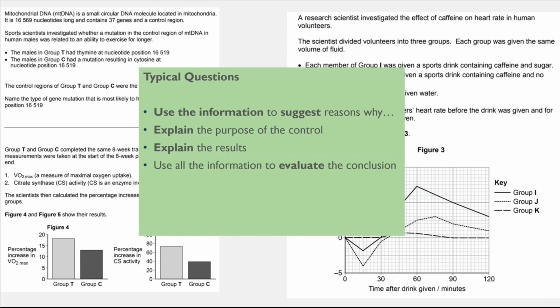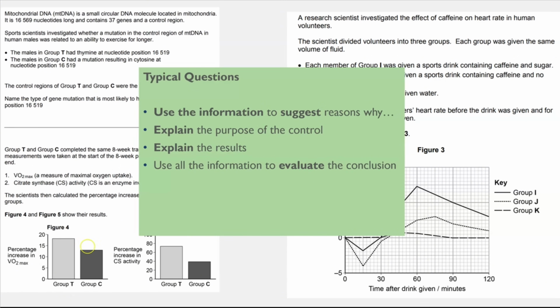And the types of questions that come up with this could be using the information to suggest reasons why. And that could be using the information in terms of the method to suggest why they used a particular control group or why they used a particular piece of equipment. Or it could be suggesting reasons why for the results, which also links to this point here, explain the results. You often get questions linked to the control experiment as well, which would be when you have an additional group set up who aren't being given, for example over here, caffeine, they're not being given the active ingredient, which is caffeine.